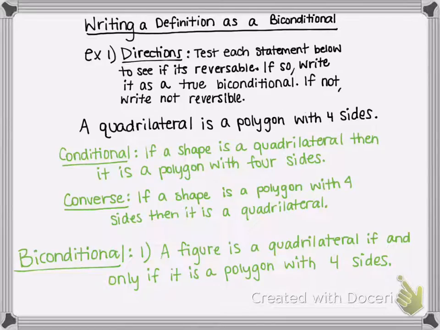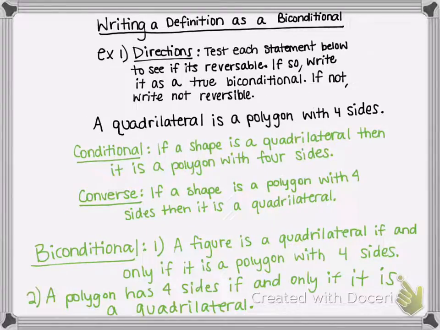So when I go to write the biconditional, again, I can do it 2 different ways because you can read the sentences 2 different ways. Biconditional, a figure is a quadrilateral if and only if it is a polygon with 4 sides. Okay. Second way, a polygon has 4 sides if and only if it is a quadrilateral. So all I did was take that hypothesis and conclusion and put it with my if and only if here. Put hypothesis on one side, conclusion on the other, and then switched.